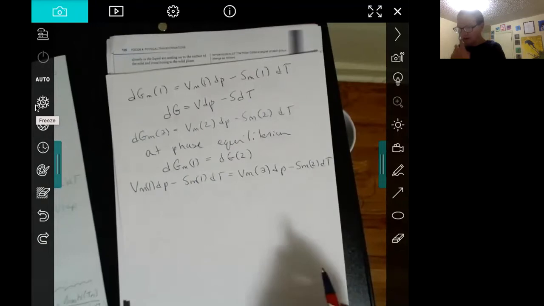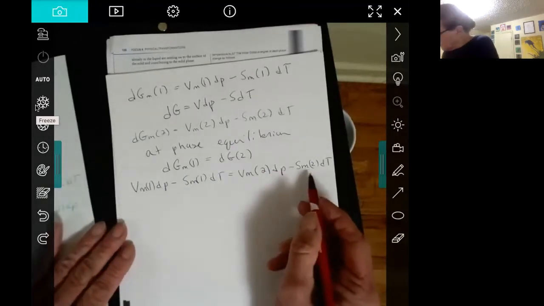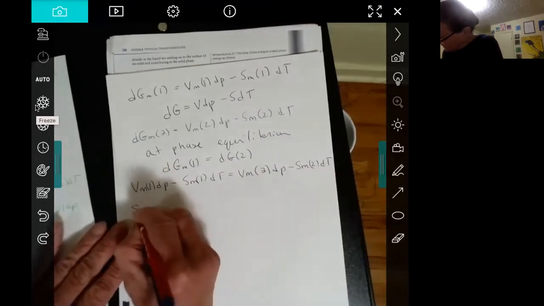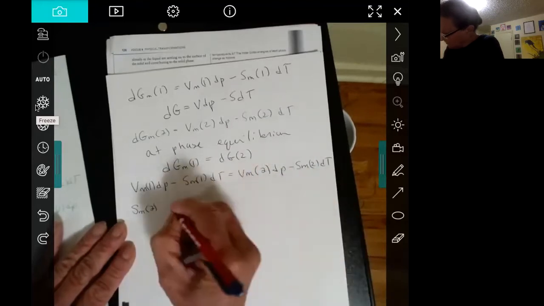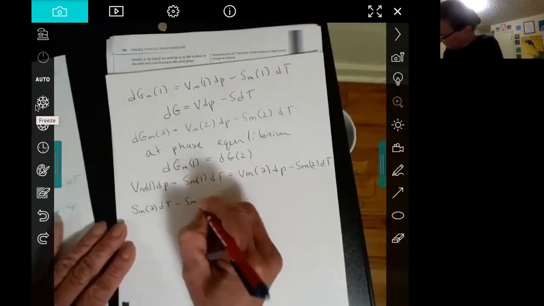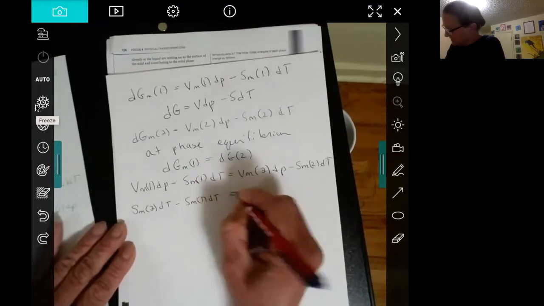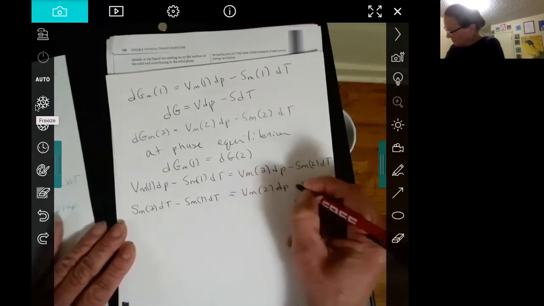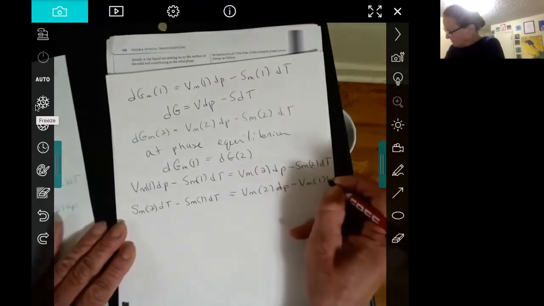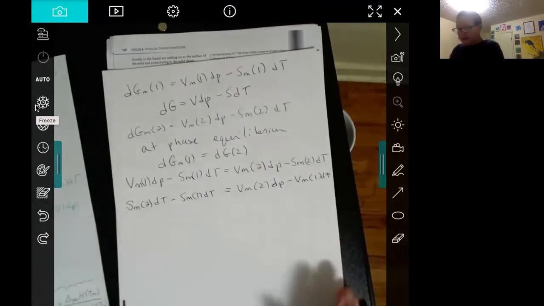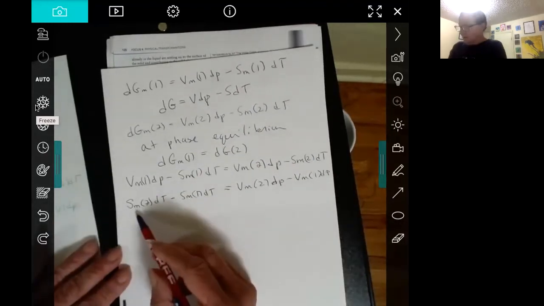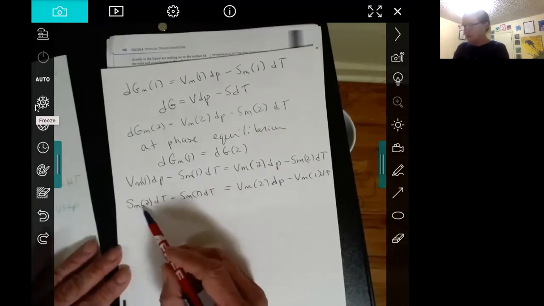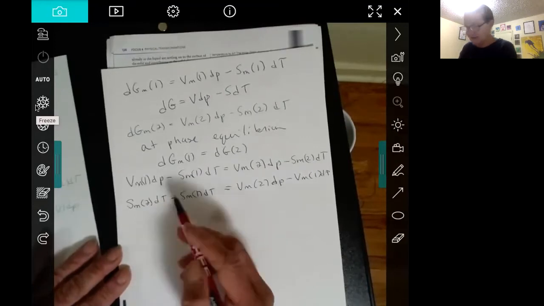So pull all the entropies to one side. So let's see. Yeah, if I bring the entropy over to this side, the negative goes away. Now if I take the volume to that side, oops, P. And then let's just group them, and we'll call this the change in entropy for the transition. So the change in entropy for the process of going from phase 1 to phase 2.